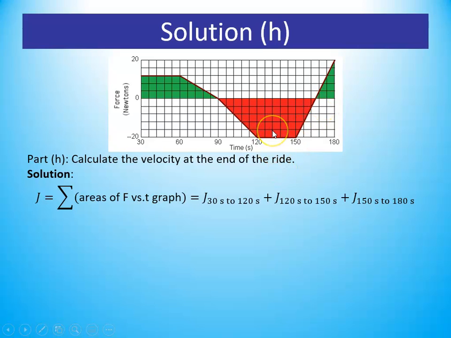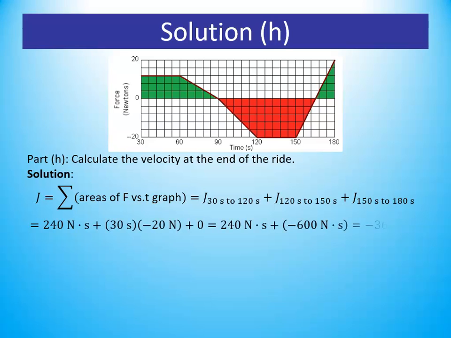So the only new calculation we need to do is from 120 seconds to 150 seconds, and that's an easy rectangle. Yeah, I know it looks like a square, but these are different axes, so you can't really call it a square. It's a rectangle.